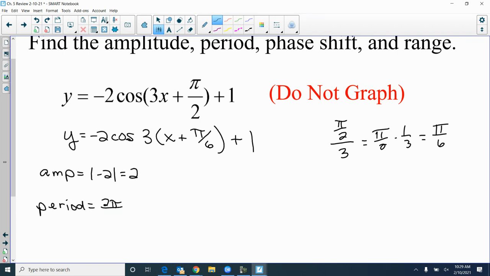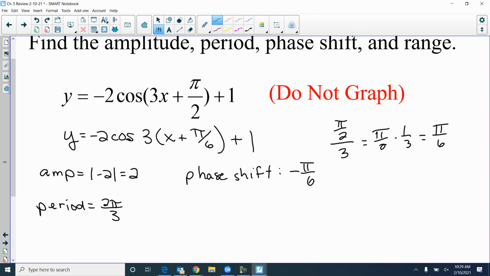2 pi over 3. Tony, how about phase shift? I got left pi over 6. Okay, left pi over 6. You can either say left, or you can write negative pi over 6. Those are equivalent. It's plus, but remember you do the opposite. So if it's x plus pi over 6, it's going to the left. So you've got to write down negative pi over 6 for the phase shift.